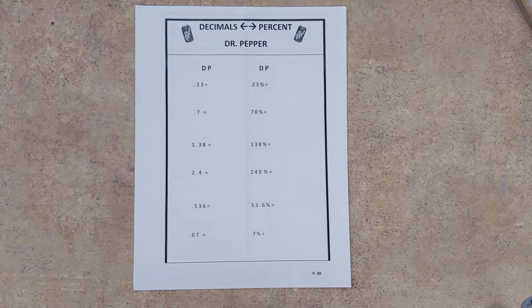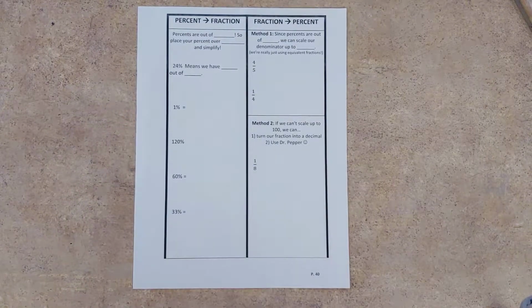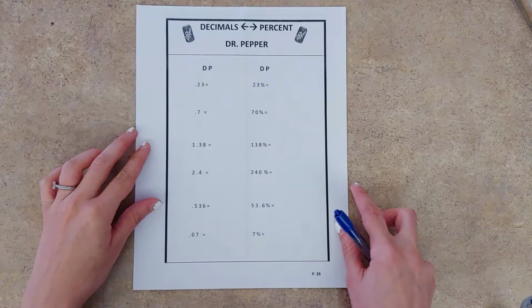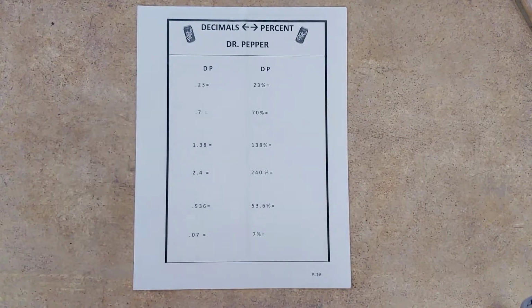All right, we are going to wrap up our fraction, decimal, percent equivalencies with going from decimals to percents and percents to decimals, and then working with percents to fractions and fractions to percents. All right, so our first one is fairly basic, using something, again, we already know.